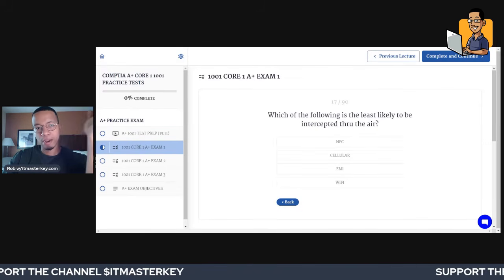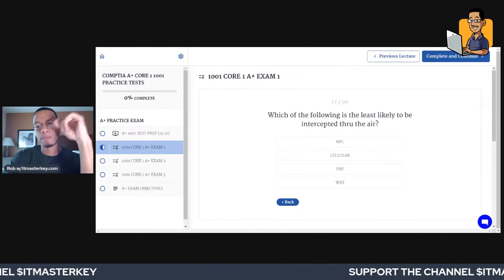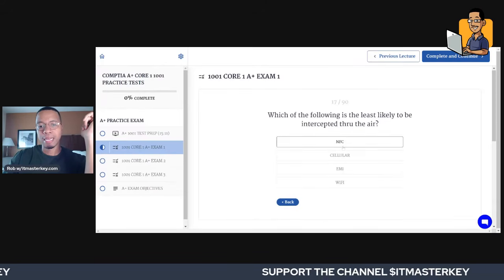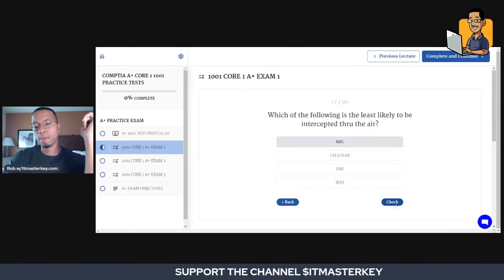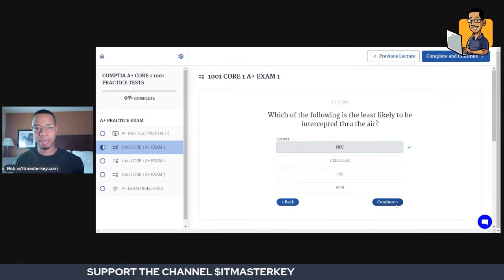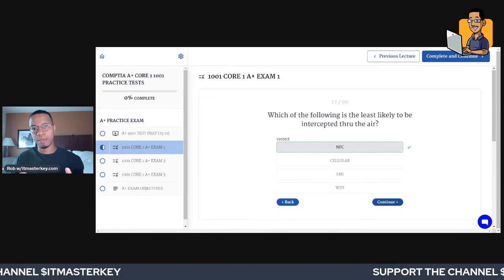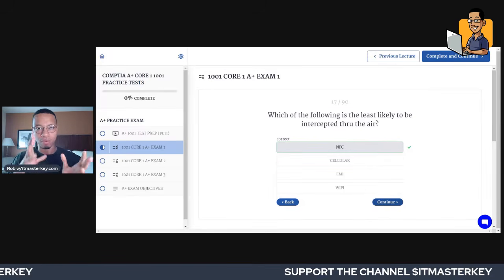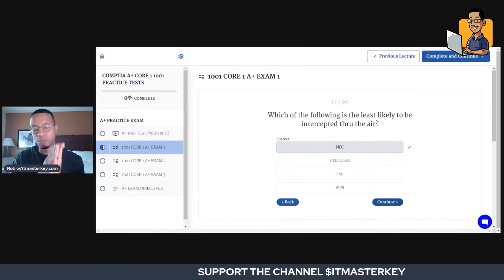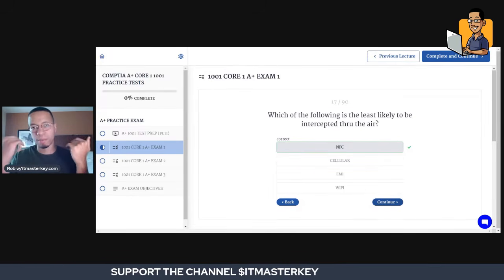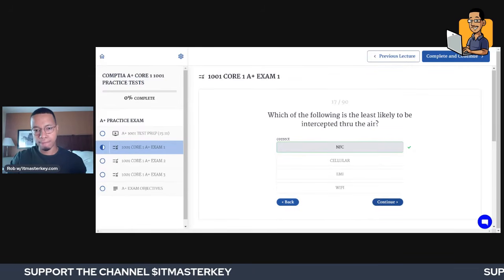So once again, acronyms, it says the least likely to be intercepted through the air. It would be NFC, only because of the proximity. To transmit data, you have to be super close to the device. If you're trying to intercept something through NFC, you have to be really, really close to that actual device to intercept the traffic or whatever it's trying to send, okay?